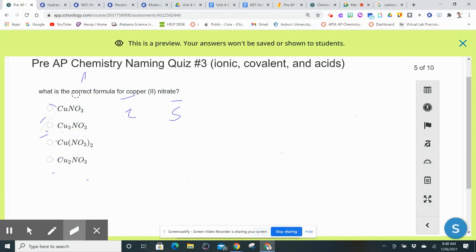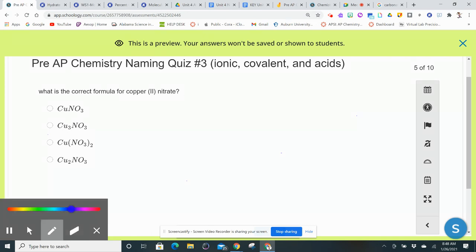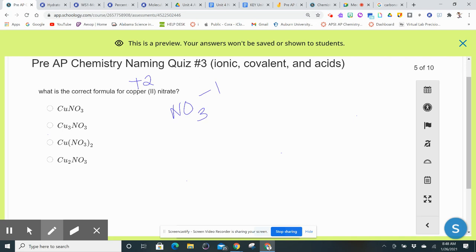So what's the correct formula of copper(II) nitrate? All right, so do I have a metal? Yes. What does that Roman numeral mean? The charge. So the charge on my copper is a +2 charge. What's nitrate? NO3, -1 charge. So how am I going to get a +2 and a -1 to balance out? I need 2 nitrates.